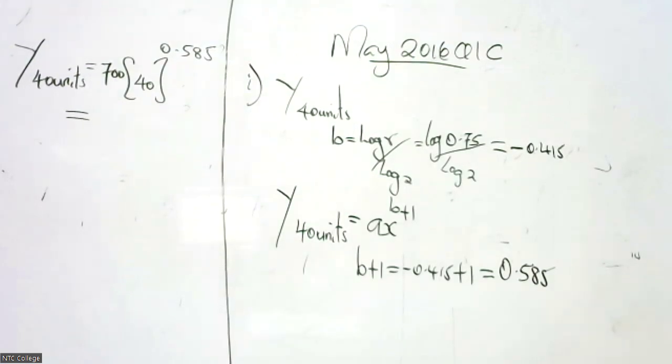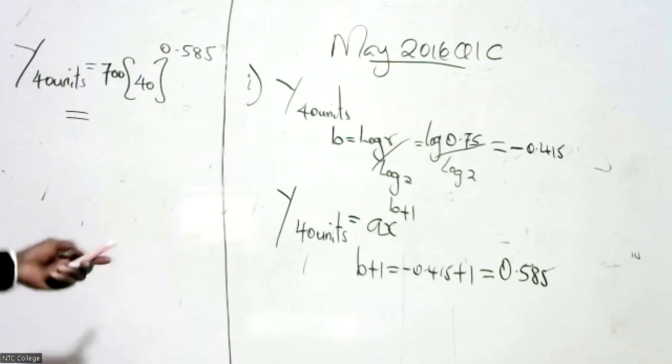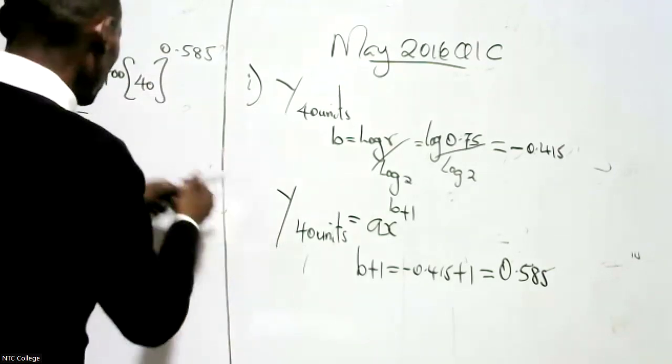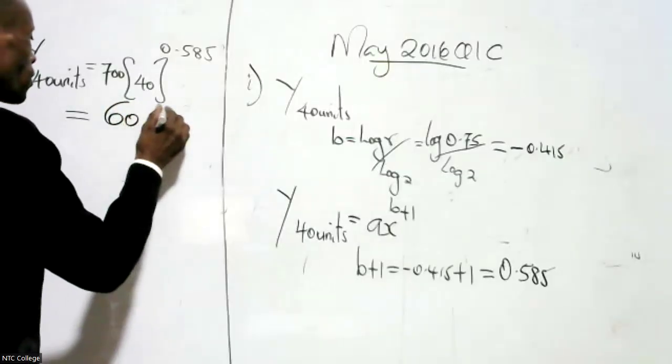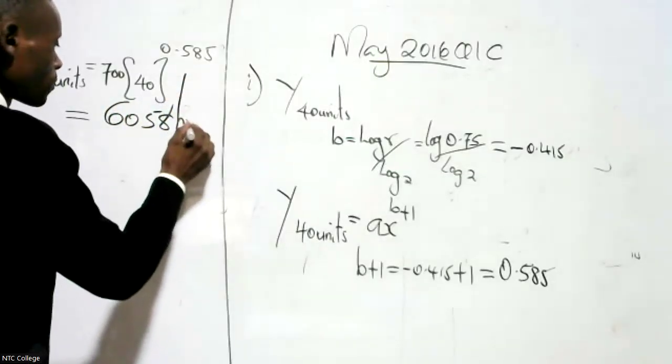So how many hours are those? Good, good, good. Perfect. So how many hours are those, Carol? 60, 58. You can say 58. 60, 58 hours.